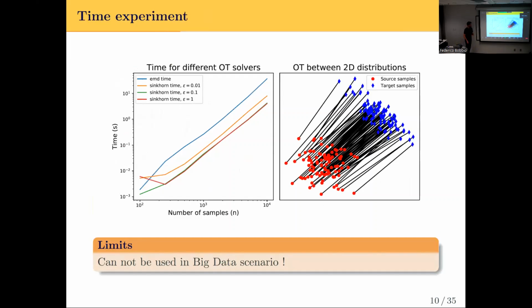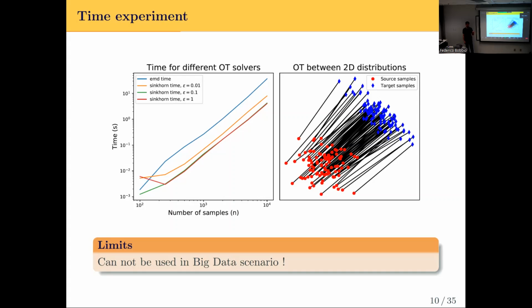And so a quick time experiment to show the problem of the computational complexity. As the number of samples grows in the distributions, we don't really see it well here. I consider the classical optimal transport problem, but also the entropically regularized optimal transport problem, which is known to be easier to compute and to have a better sample complexity. And we saw that it is quadratic in the number of samples. But the key take-home message is that it cannot be used in a big data scenario. So when you have data sets with millions of images, you cannot use optimal transport directly.